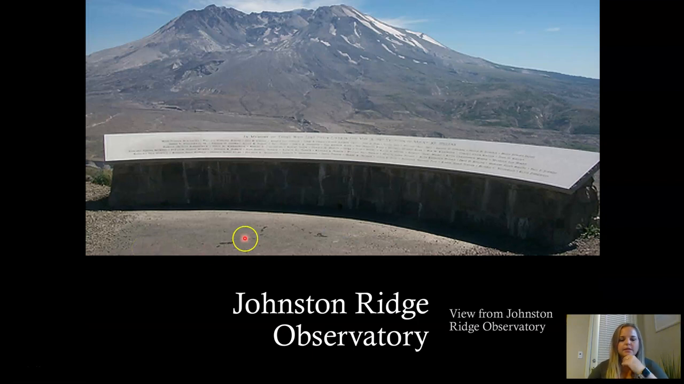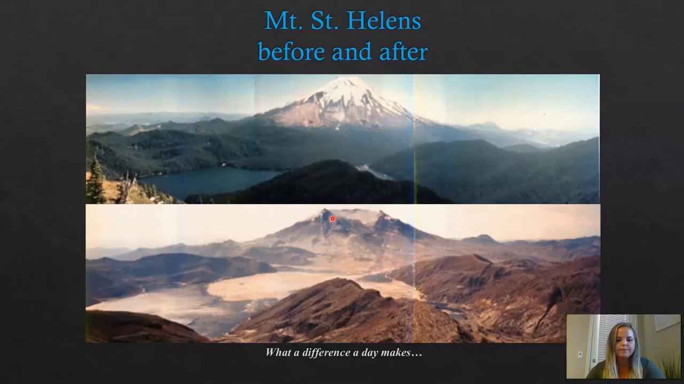Okay, and this is the view from the observatory, where you can look at some different screens and things of the monitoring of the volcano, and take a pretty nice view of Mount St. Helens. So this is the volcano prior to the 1980 eruption. You can see the iconic cone shape of the volcano, and a lot of trees and vegetation.